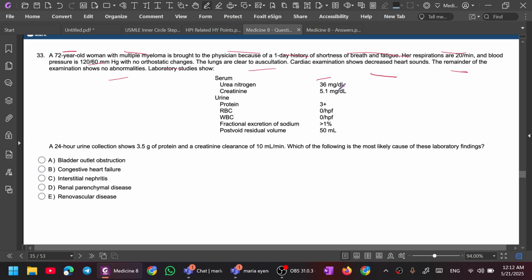The serum BUN is 36, creatinine is 5.1, creatinine high, BUN high. Urine protein 3 plus, RBCs nil, WBC nil, FeNa more than 1%, and post-void residual 50. A 24-hour urine collection is 3.5 gram of protein. Creatinine clearance is 10. Which of the following is the most likely cause?